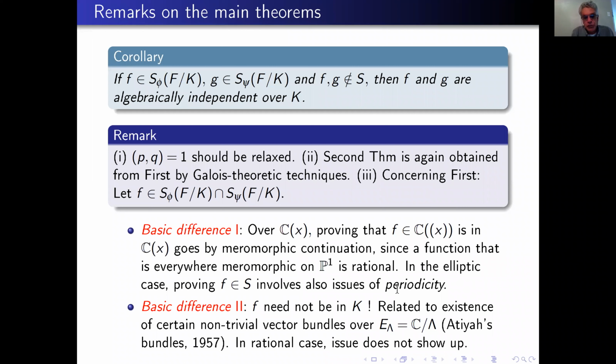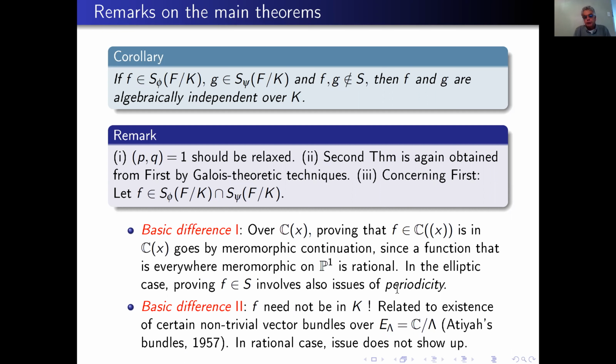And in the elliptic case, you basically start by doing the same thing. So you have some f that satisfies some difference equation with respect to z goes to q times z, two such difference equations, and you prove that first of all, it converges in some punctured neighborhood of the origin, and then you extend it meromorphically.